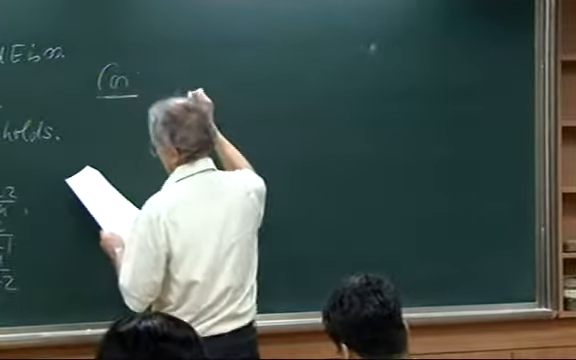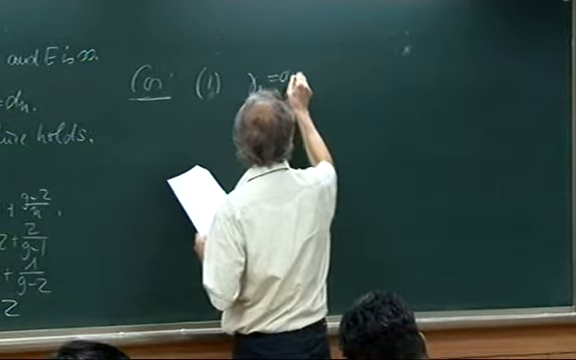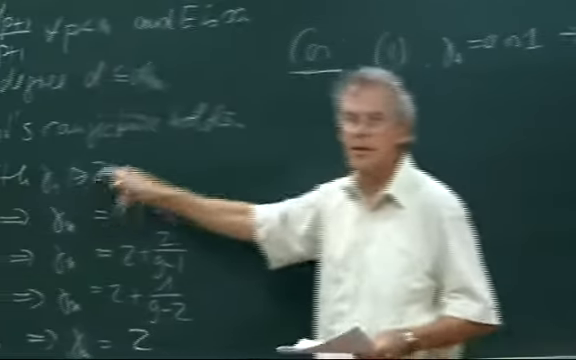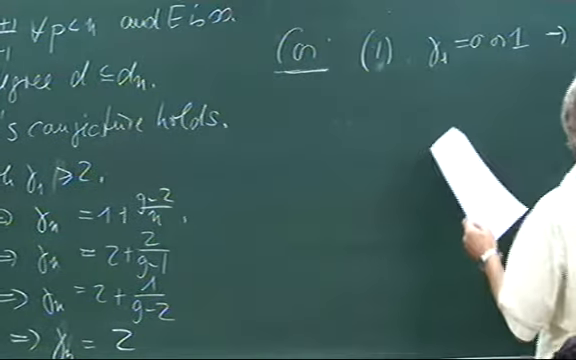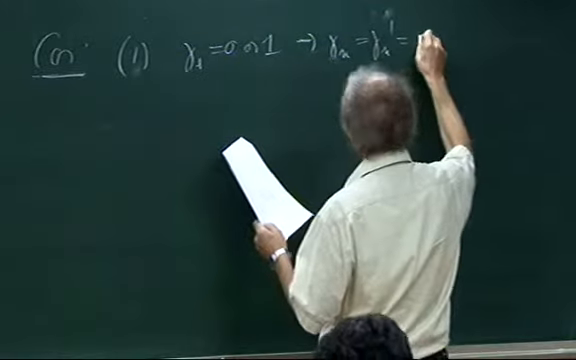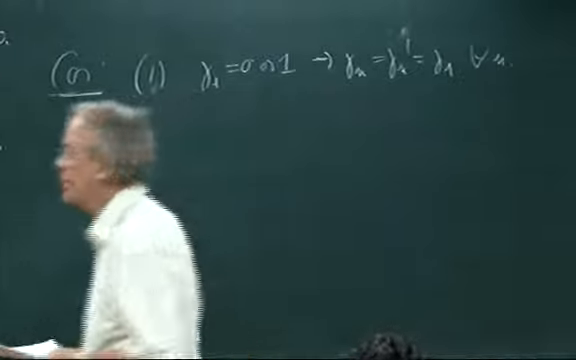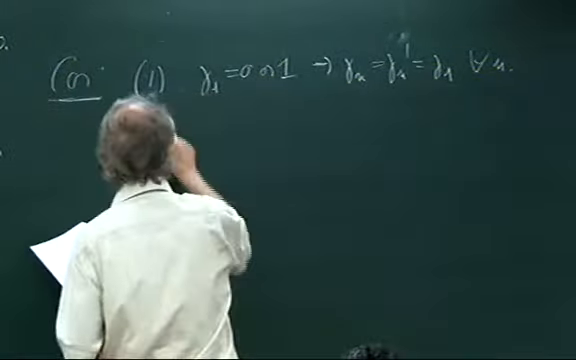I'll write it down. As a corollary, we get, first thing, that if gamma 1 is equal to 0 or 1, then, well, this is not a corollary here because this is sort of immediate, but I also write it down here. Gamma n is equal to gamma n prime is equal to gamma 1 for all n. So for these small values of gamma 1, everything is clear, right? But this is a corollary here.